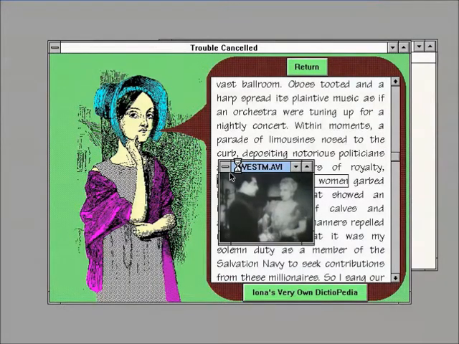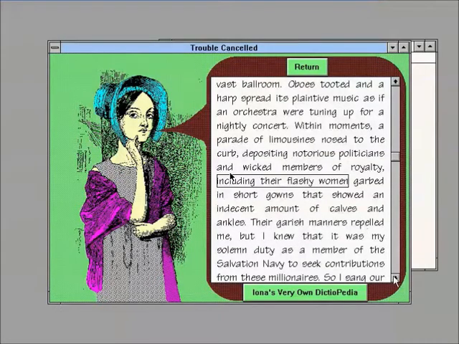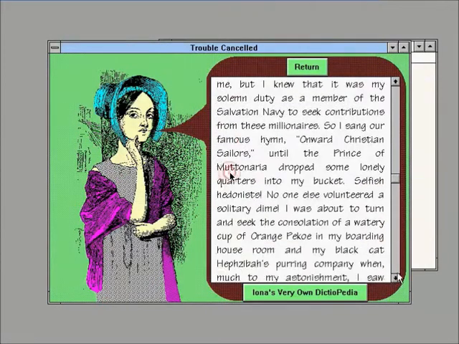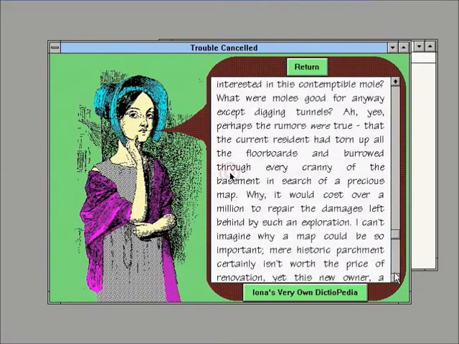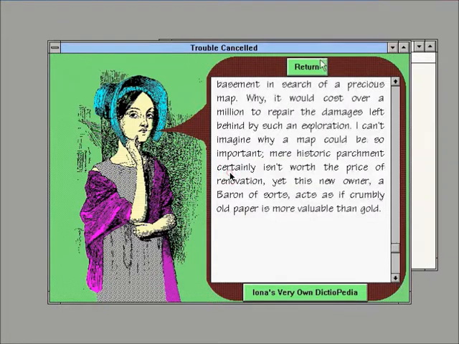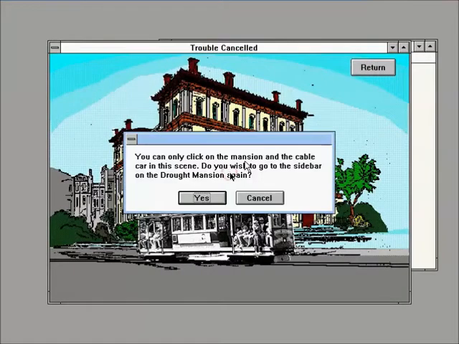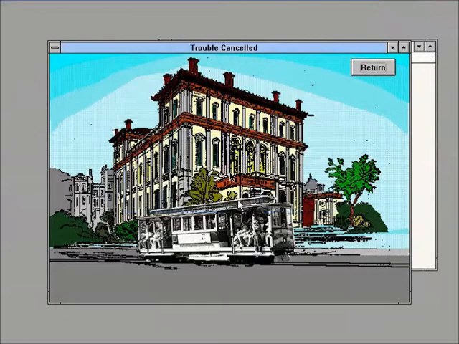That's also boring stock footage that I'm not interested in seeing. It's just so old. It's just too retro for me. I'm more interested in 90s stuff. You can only click on the mansion, the cable kind of scene. Do you wish to go to the sidebar on the drive mansion again?